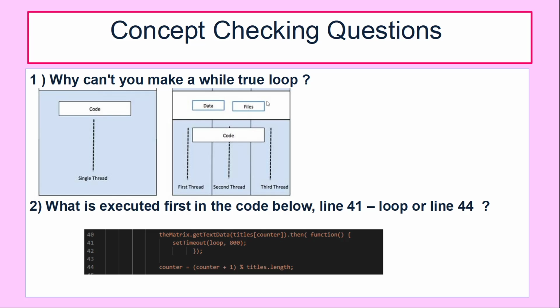So the reason why you can't make a while true loop is that JavaScript is a single threaded language, which means there's one processor that executes the code. So if you've got this while true loop going on, there's nothing else that can be executed while this is happening. Some languages have multiple threads which you can use to simultaneously execute the code. However, JavaScript can't do that.